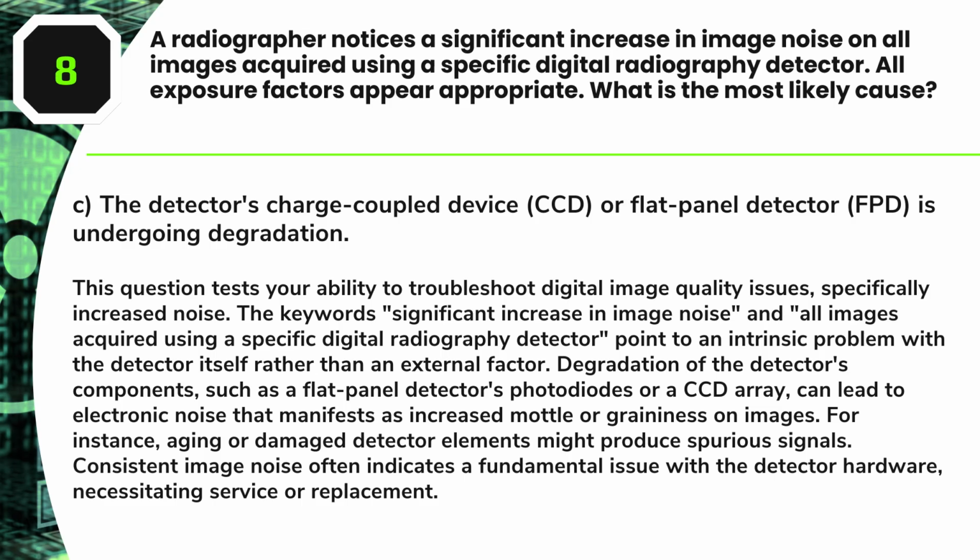Degradation of the detector's components, such as a flat panel detector's photodiodes or a CCD array, can lead to electronic noise that manifests as increased mottle or graininess on images. For instance, aging or damaged detector elements might produce spurious signals. Consistent image noise often indicates a fundamental issue with the detector hardware, necessitating service or replacement.